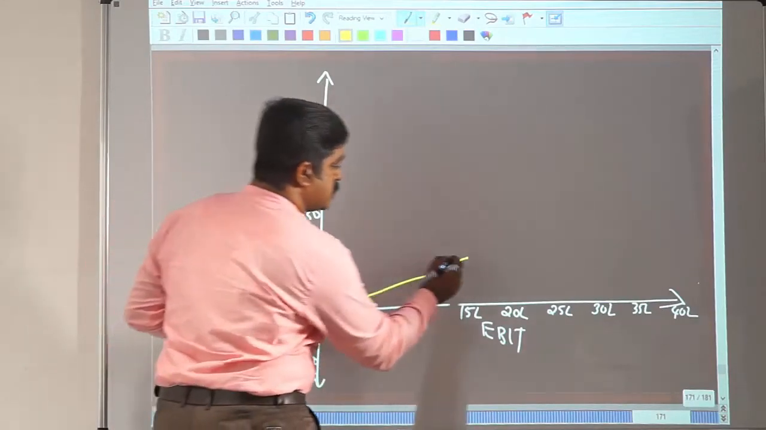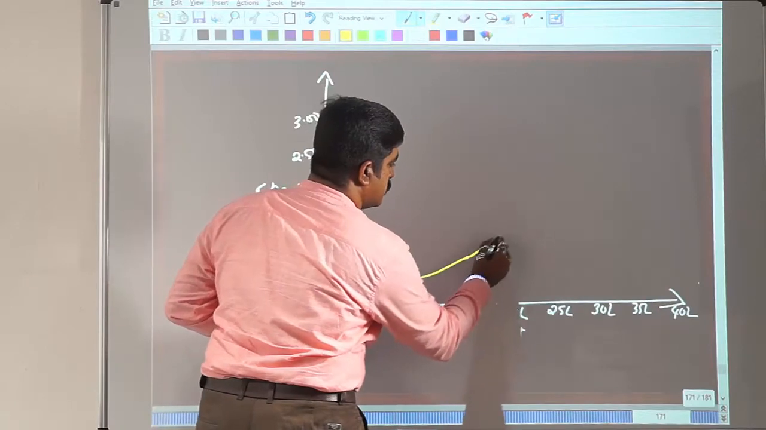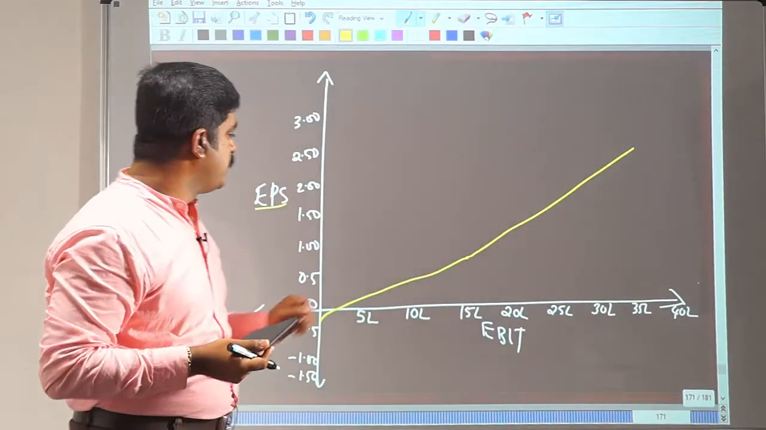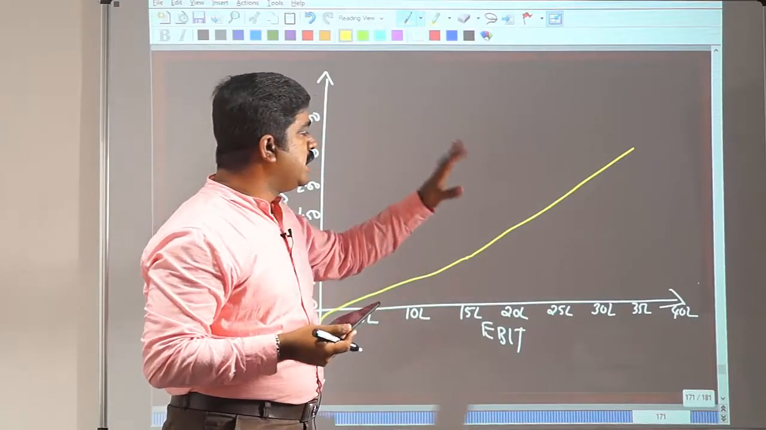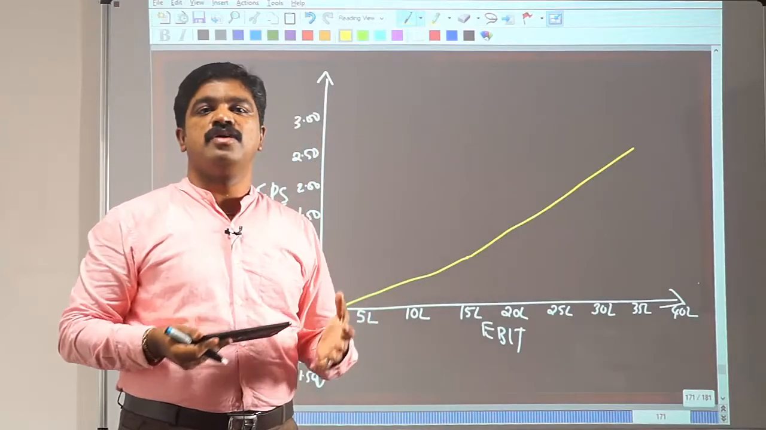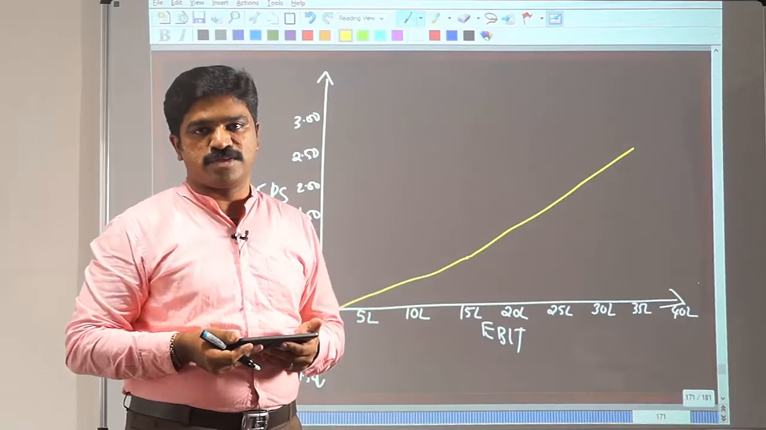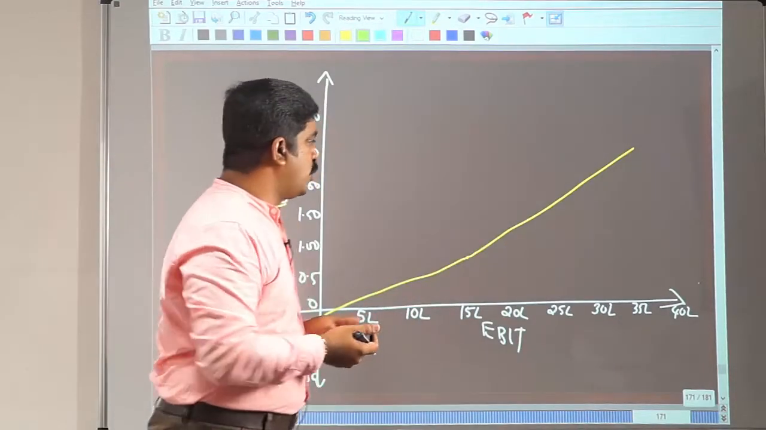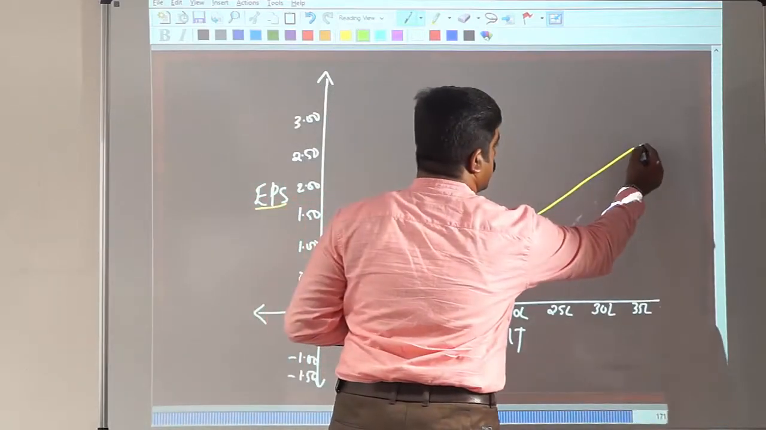So let me take this further and further. It goes like this. In this way, we can draw the equity line. Then we have to draw for the debt option and preference option. So now we have the line for our equity option.